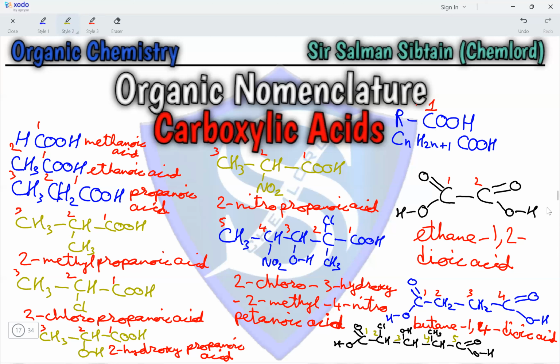So the name of this compound would become 2-chloro, 3-hydroxy, 4-methyl, then pentane. Complete name is written. Position of the functional groups are given 1, comma 5. Then we would have dioic acid.